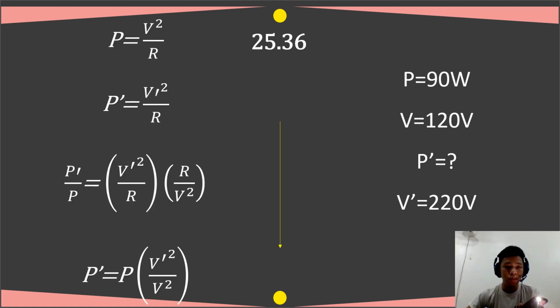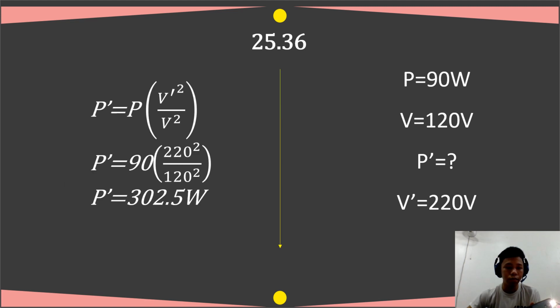Since we know the formula for both of the powers, we're just gonna get the ratio between them. As you can see, when you divide the two powers, you're gonna get P naught is equal to P times V naught squared over V squared. After that, you just substitute the given values in that formula. After substituting, you're gonna get 302.5 watts for the power.